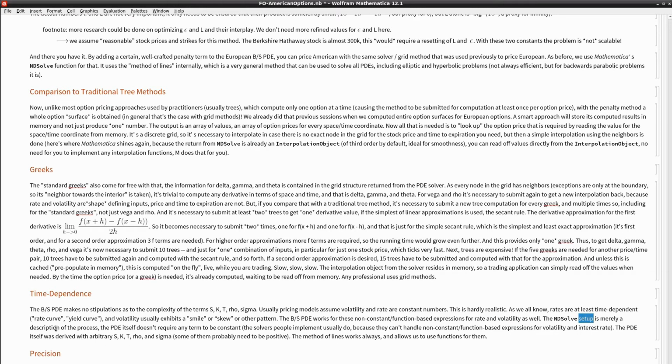The Black-Scholes PDE works for these non-constant function-based expressions for rate and volatility as well. We've seen that in the last session, where we've used time-dependent and space-dependent parameters. And the AndySolve setup that we're using here is merely a description of the process. We are basically defining it, we're configuring it. It's very descriptive, right? It goes in line with descriptive programming.